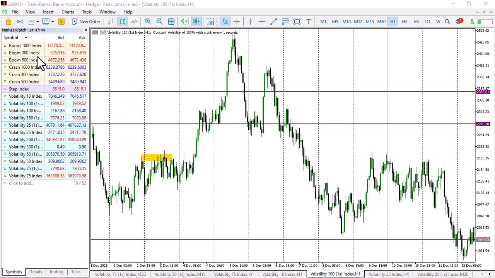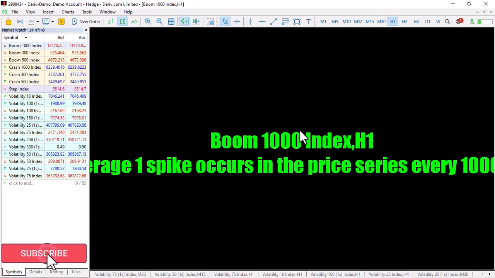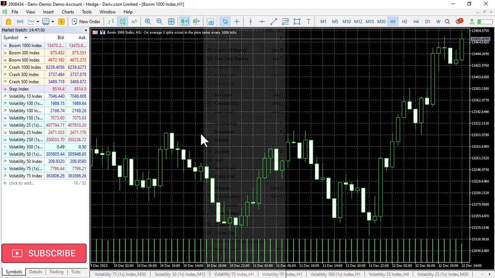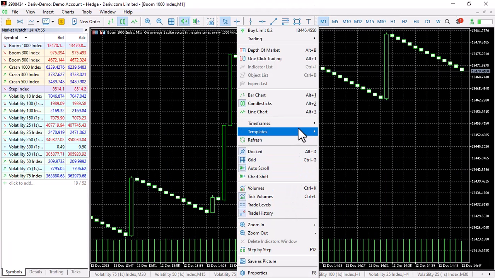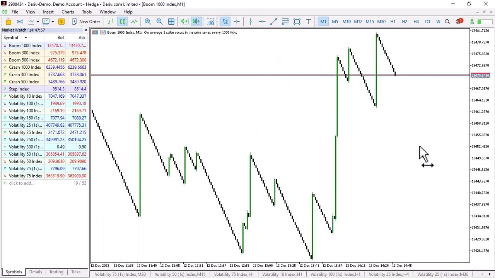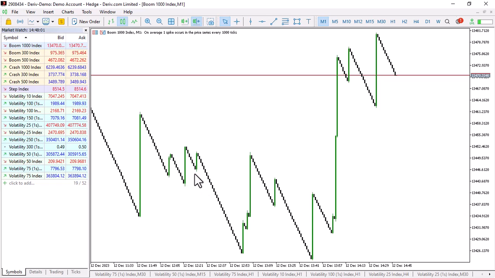If you are interested in Boom and Crash, this is how the chart looks if you want to be trading the Boom and Crash index, right? It will look like this. Let's just go to the M1. So this is how the chart will look. Let me clean up the chart. This is how the Boom and Crash chart will look. So you have to be very knowledgeable.